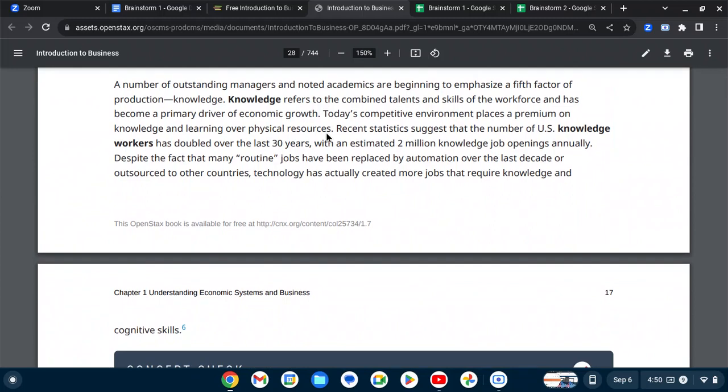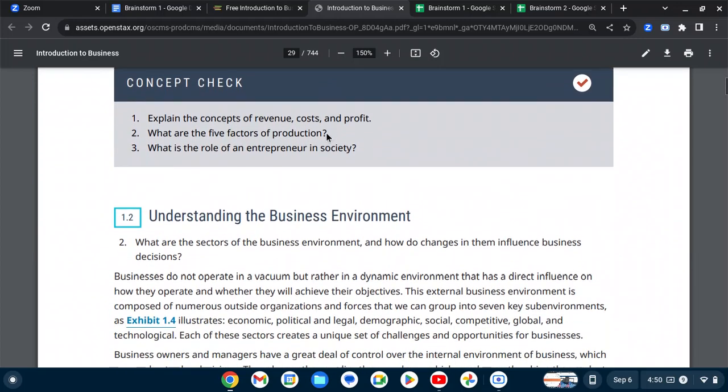A number of outstanding managers and noted academics are beginning to emphasize a fifth factor of production, knowledge. Knowledge refers to the combined talents and skills of the workforce and has become a primary driver of economic growth. Today's competitive environment places a premium on knowledge and learning over physical resources. Recent statistics suggest that the number of U.S. knowledge workers has doubled over the last 30 years, with an estimated 2 million knowledge job openings annually. Despite the fact that many routine jobs have been replaced by automation over the last decade or outsourced to other countries, technology has actually created more jobs that require knowledge and cognitive skills.